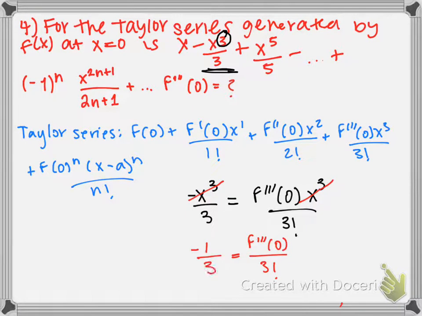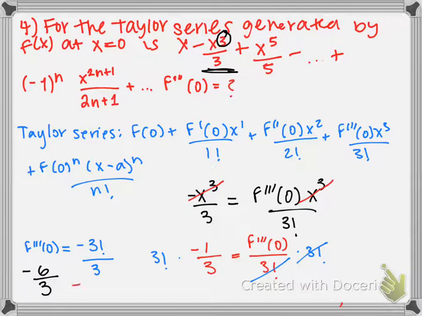Then you have to multiply your 3 factorial over to the other side in order to get f triple prime by itself. So then we're left with f triple prime 0 equals negative 3 factorial over 3, which can be simplified to 6 over 3. Negative, don't forget the negative, and then that is equal to negative 2. So we now know that f triple prime of 0 is equal to negative 2.